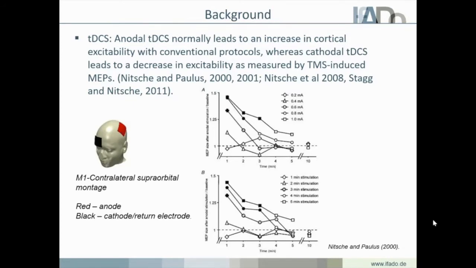All right, so I'll continue. As I was saying, in the motor cortex with TMS-induced MEPs, we can see enhancement of cortical excitability with anodal tDCS, and then a reverse, a diminution of cortical excitability with cathodal tDCS.